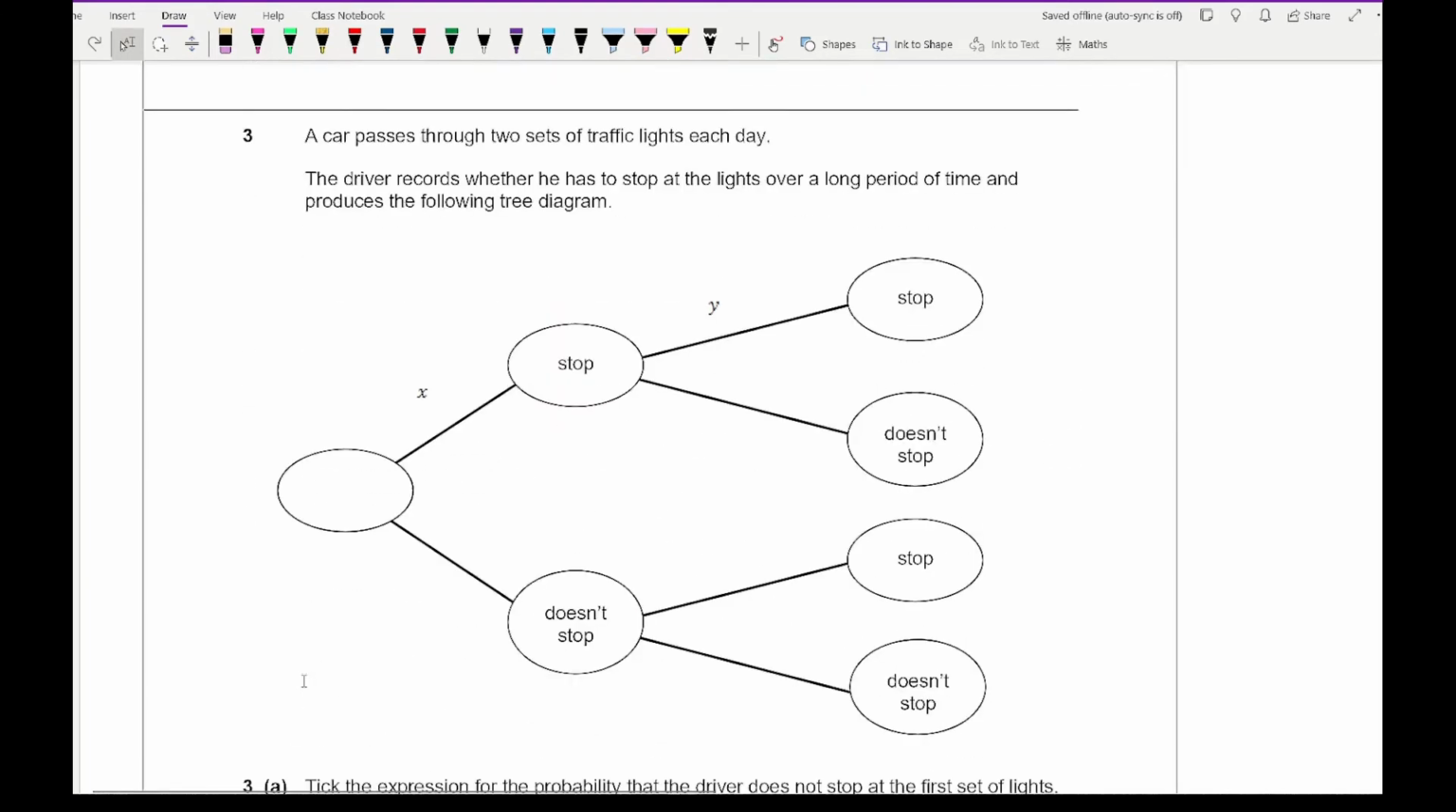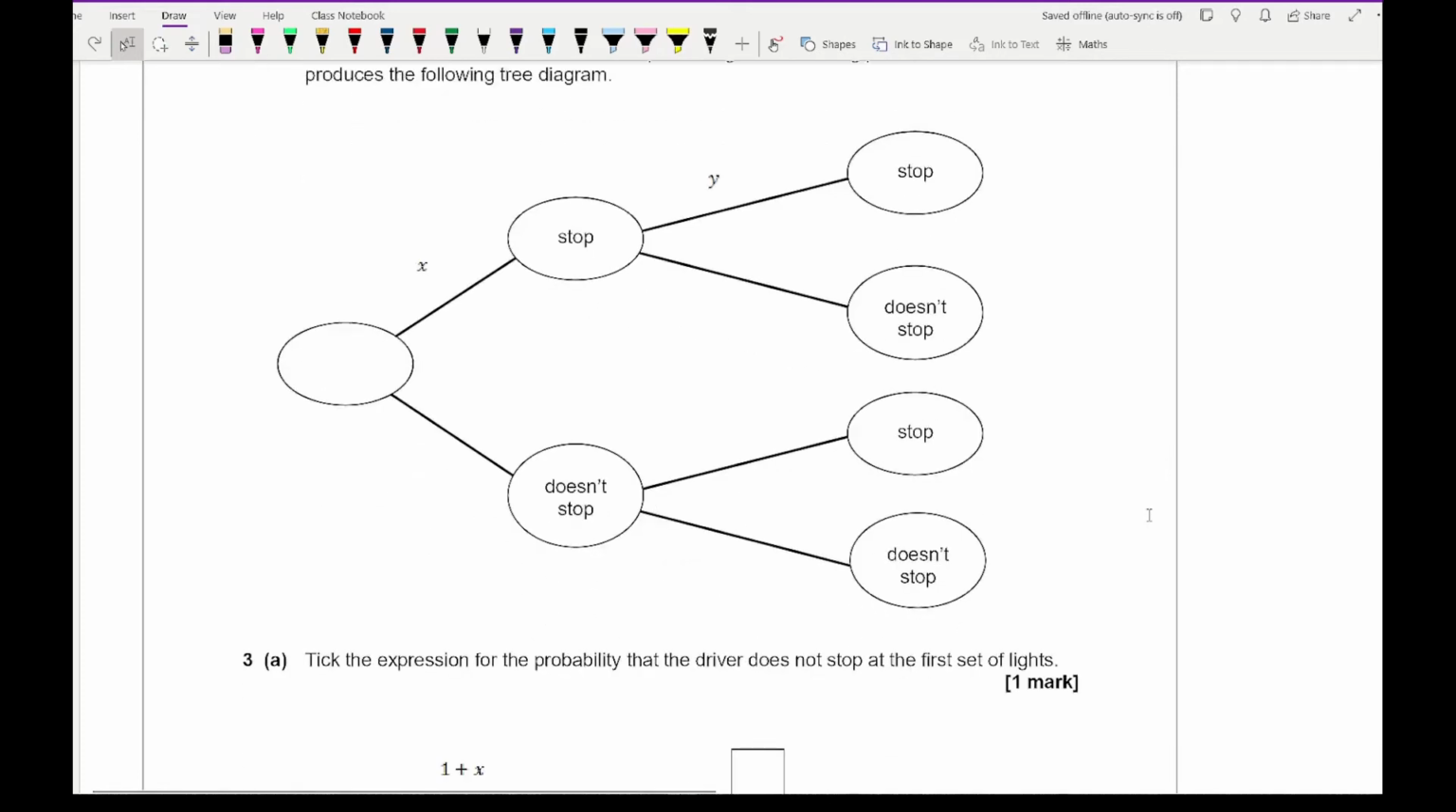Moving on to question 3, it says that a car passes through 2 sets of traffic lights each day. The driver records whether he has to stop at the lights over a long period of time and produces the following tree diagram. And the question says, tick the expression for the probability that the driver does not stop at the first set of lights.